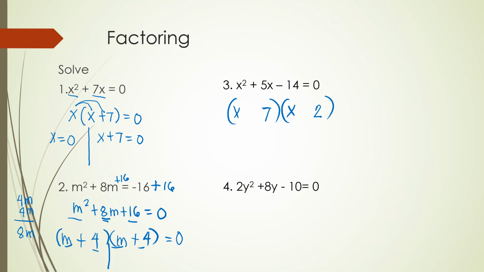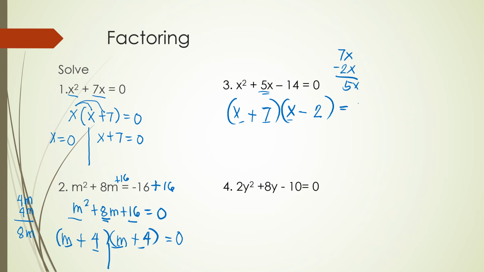So, you have to be careful sa sign na gagamitin nyo. Kailangan kasi mapapalabas nyo si middle term na 5x. So, you have here positive 7 and then you have negative 2. If you're going to multiply this, 7 times x, so you have 7x. You have x times negative 2, you have negative 2x. So, kapag in-add mo to, magiging 5x and that is your middle term.